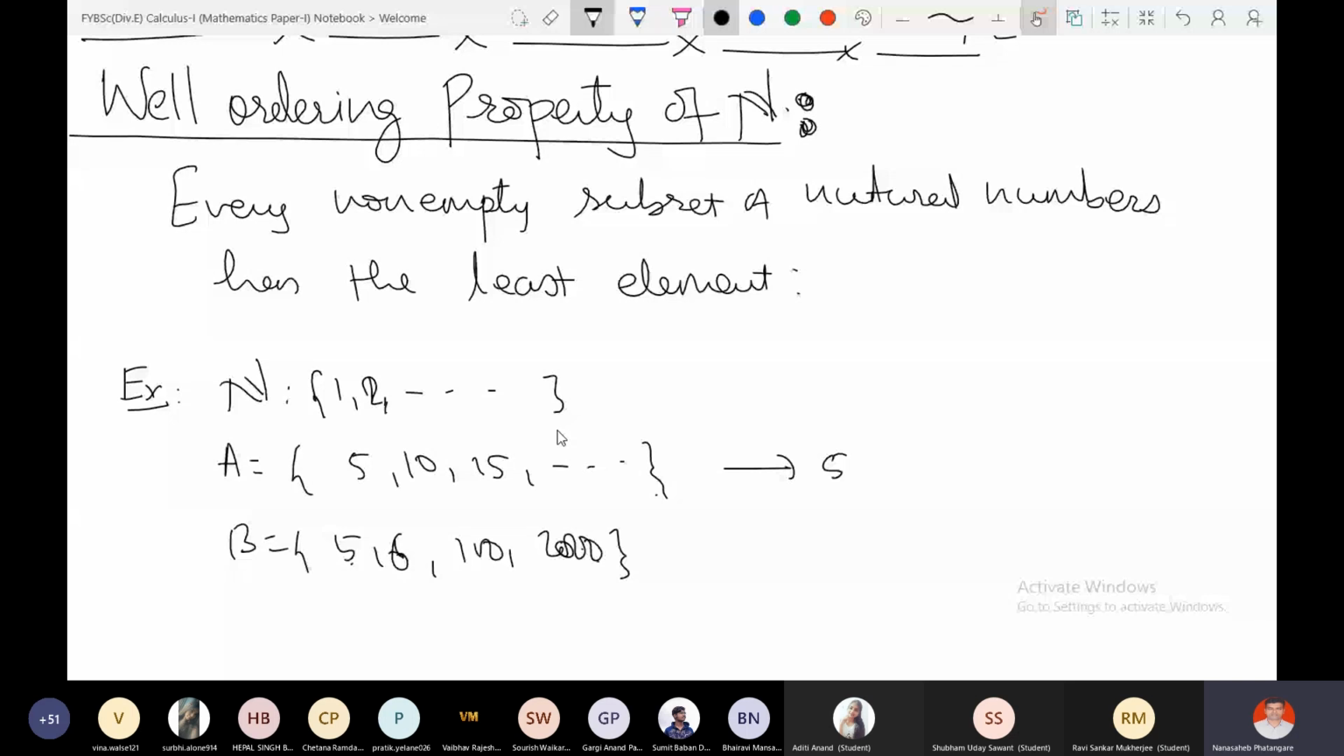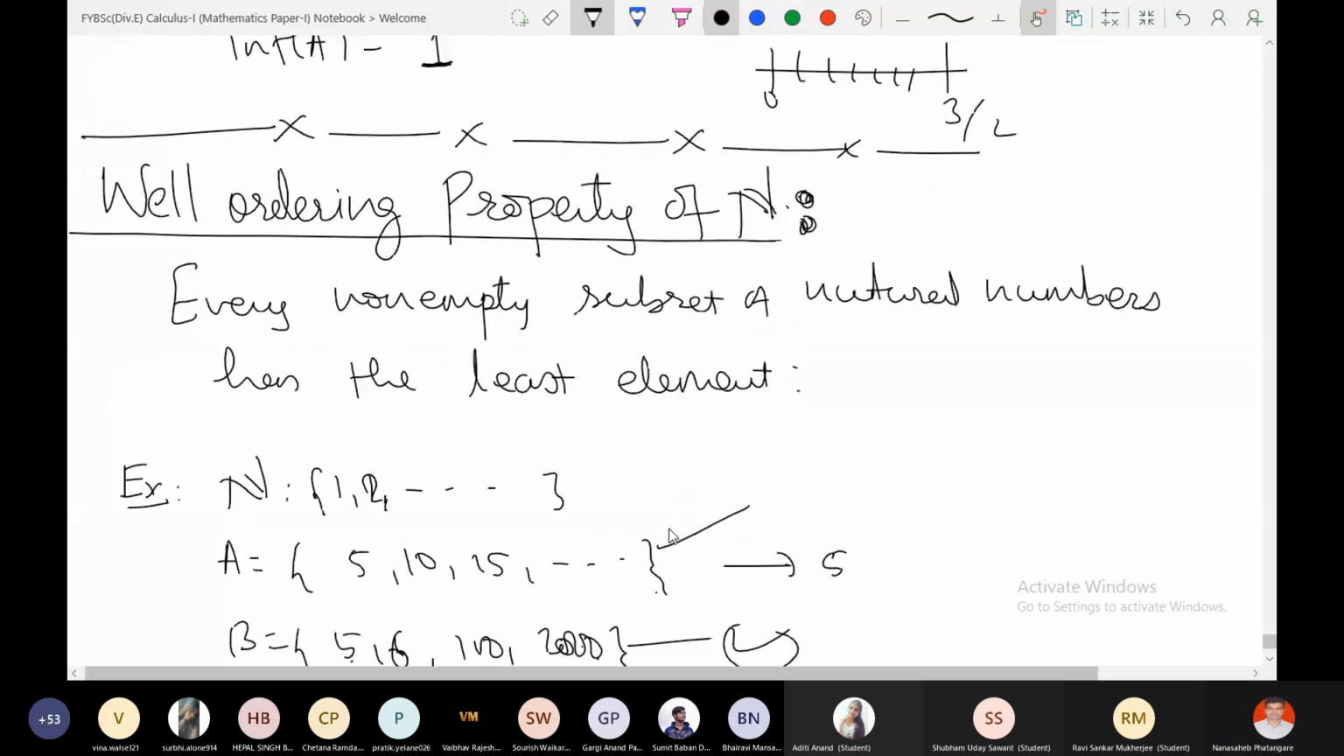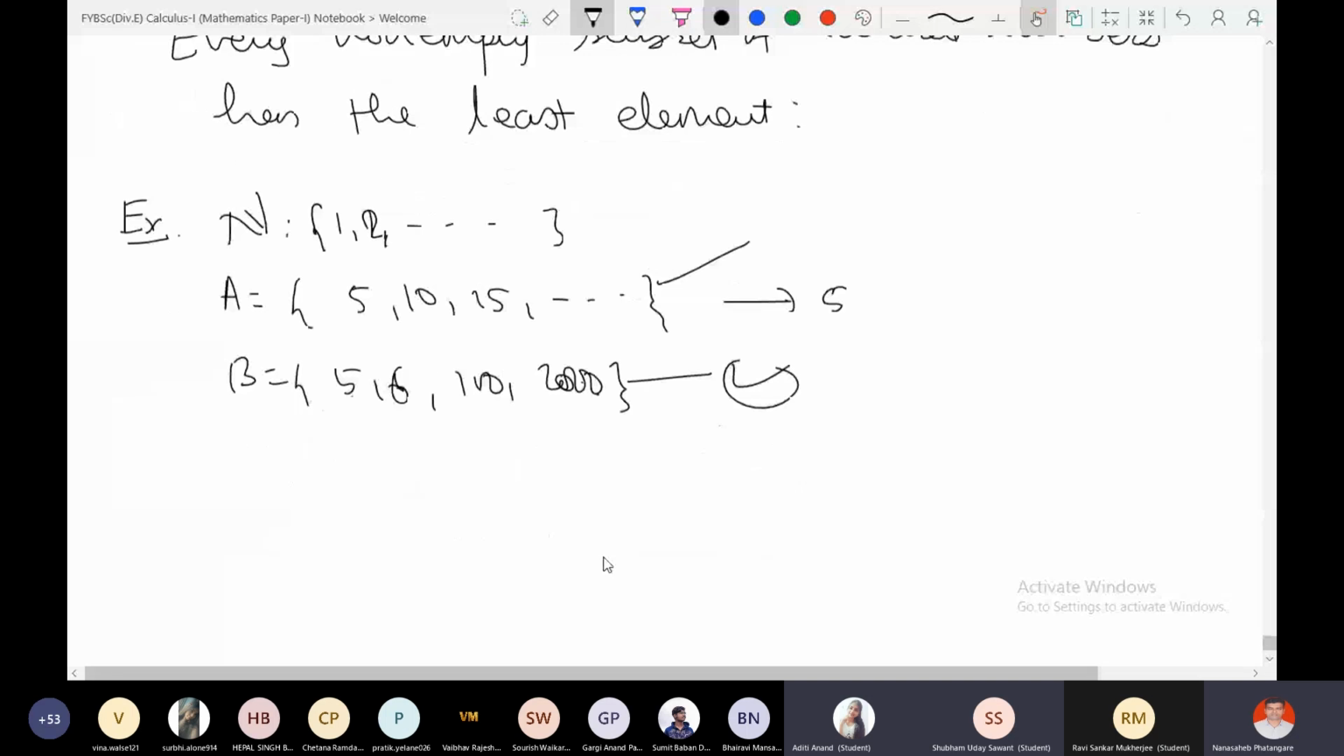All of you remember the definition of least element? Right, because it is a member of the set and it is least among all the other members. So every non-empty subset of natural numbers has the least element. The least element exists, with no guarantee about the largest element. For this set, all multiples of 5, the largest element does not exist. But for this set, the largest element exists. So it depends on the set, but definitely the least element exists. Whatever subset of natural numbers you take, the least element exists. Is this clear? Very good.